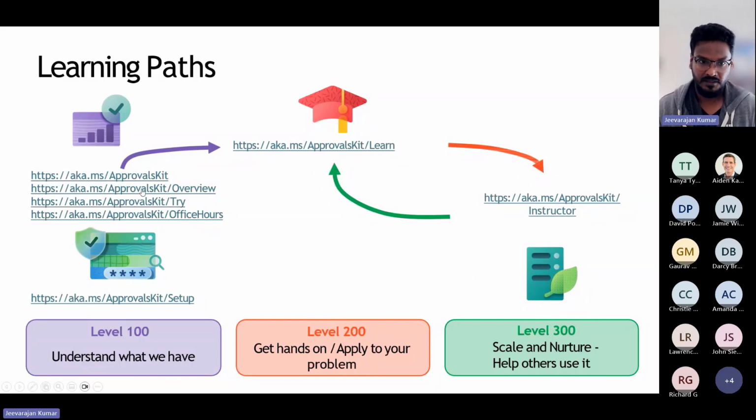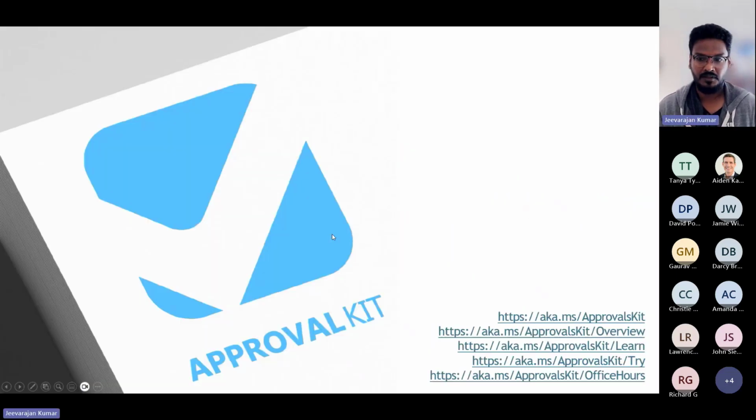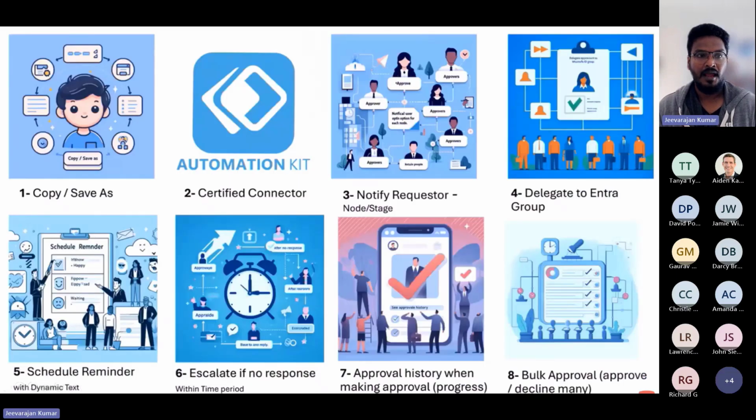This is the learning path URLs. I'm just going to share all of these URLs in the chat. And these are the new things that the team is working on, like copying and saving the whole approvals instead of creating them one by one, scheduled reminders, notifying the requester, certifying the automation kit connector itself, and escalations and bulk approvals and those kinds of things.